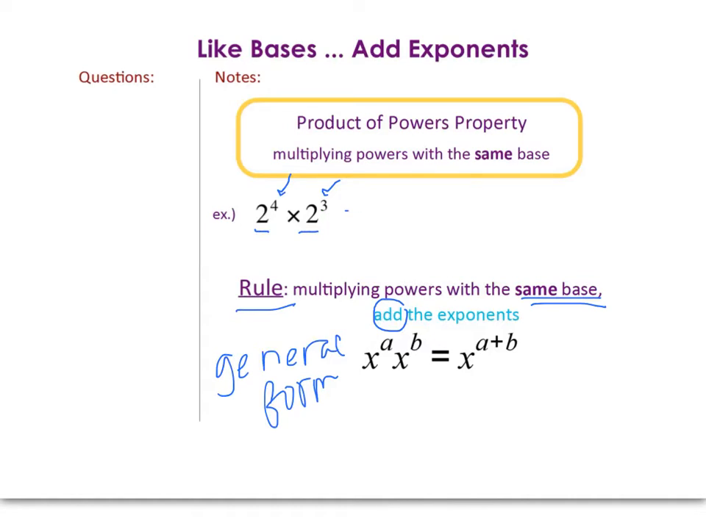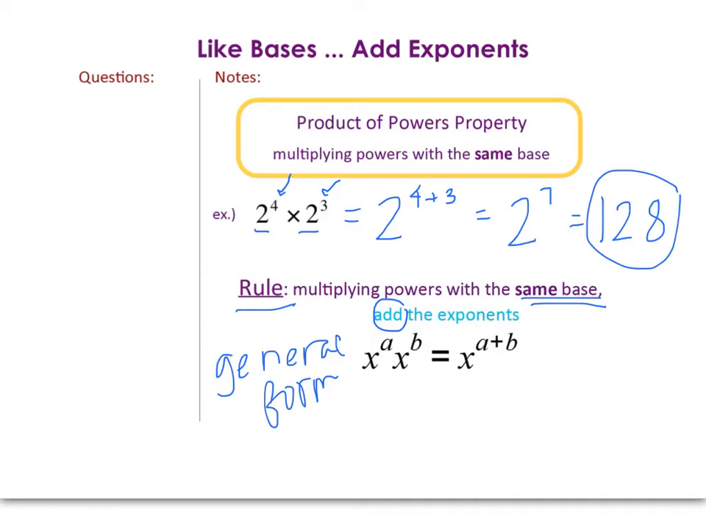X to the a times x to the b equals x to the a plus b. So if I were to do this with this example, 2 to the fourth times 2 to the third would be 2 to the 4 plus 3, or 2 to the seventh. Well, you can use your calculator to say, if you have 2 raised to the seventh, you get 128. So sometimes you could get a numerical answer, but in this one, it's just going to be x to the a plus b. I can't simplify that anymore.